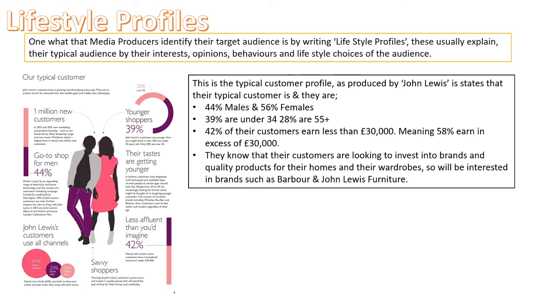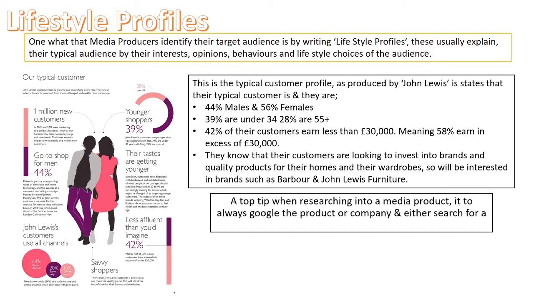They know what their customers like. They know that they're looking to invest in brands, so they are homeowners. They want to invest in nice quality pieces for their wardrobes, so they're interested in brands such as Barbour jackets and John Lewis furniture. And the more that you look up these things, the more that you can understand how it starts to make more sense.